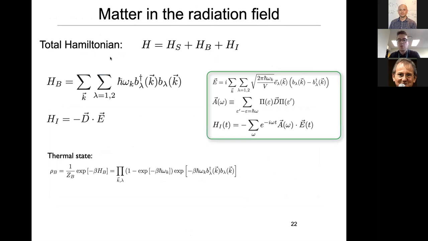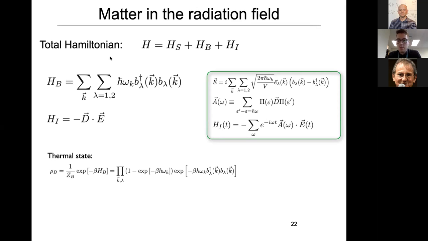So as I mentioned, what we're going to do for the remaining part of today's lecture is hopefully discuss some applications of the Markovian master equation. So probably one of the most commonly encountered applications of the Markovian master equation is in describing the interaction between matter and an electromagnetic field.